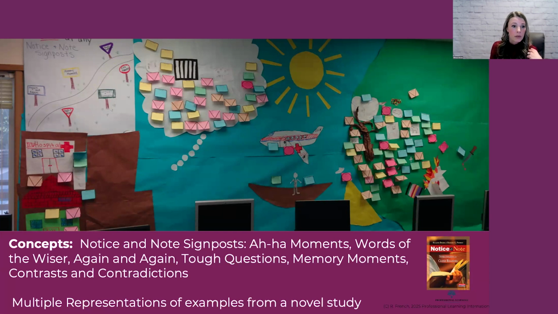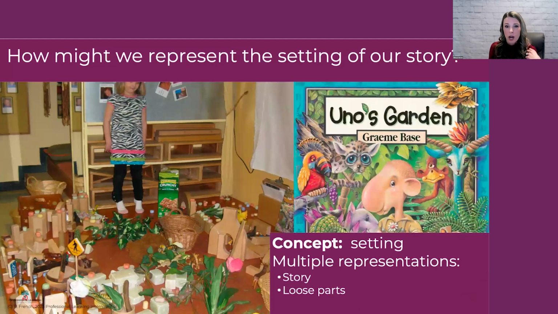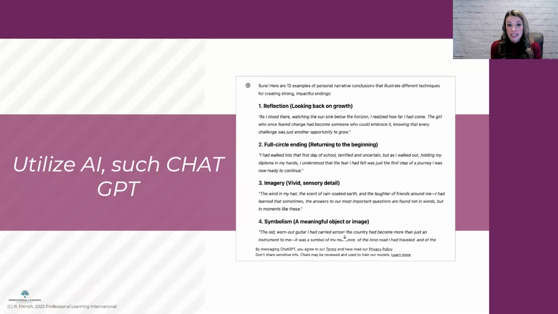Here's another example. If you teach primary or preschool, I love loose parts. It's a fantastic way for multiple representation. So here we have a story, and students are learning about setting. What is setting, and how is story setting represented? This student built a gigantic setting of Uno's Garden out of loose parts. I love loose parts. Now, multiple representations can take a lot of time, especially at first.